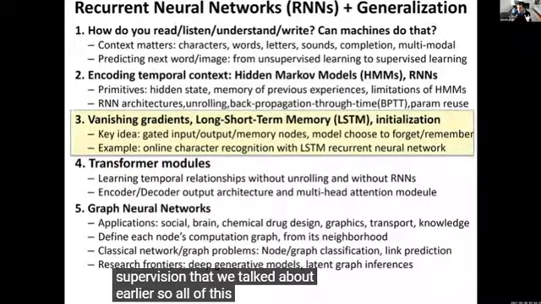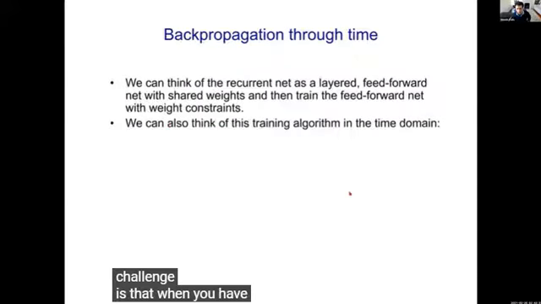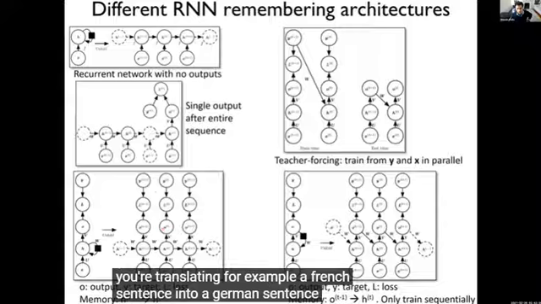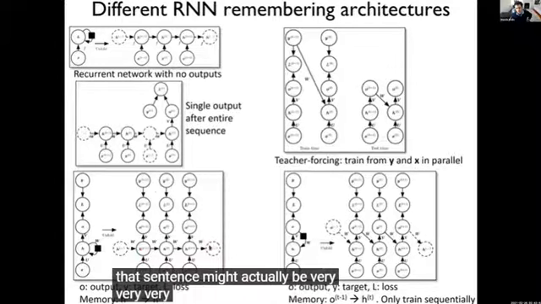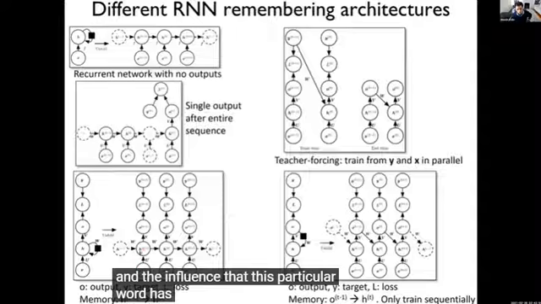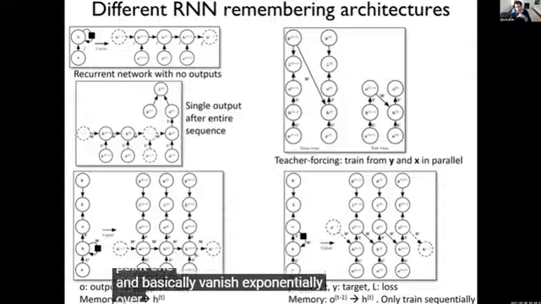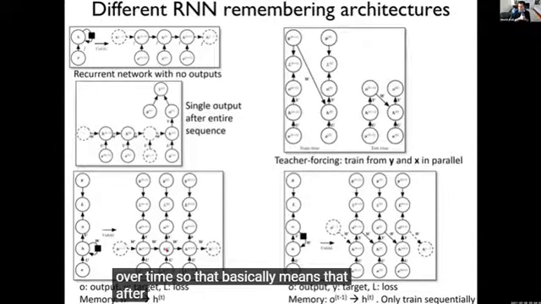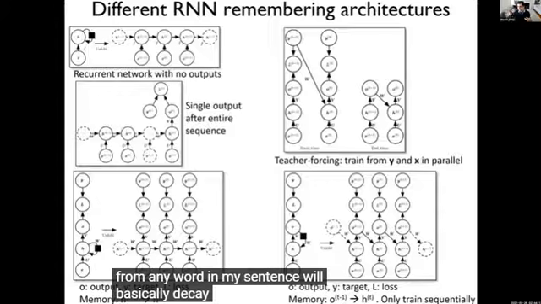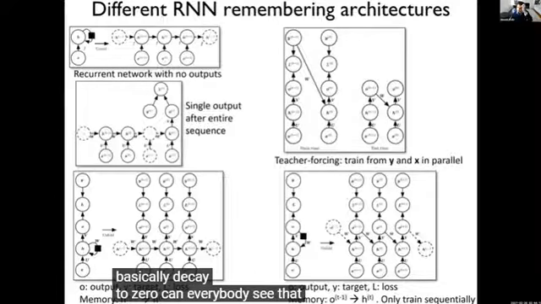So all of this is nice and fun, but there's a challenge. The challenge is that when you have these very, very long sequences and you're translating, for example, a French sentence into a German sentence, that sentence might actually be very, very long. And the influence that this particular word has over time will basically get multiplied by 0.1 times 0.1 times 0.1 times 0.1, and basically vanish exponentially over time. That basically means that after a sufficient number of steps, any kind of influence that I have from any word in my sentence will basically decay to zero. Can everybody see that? Great.